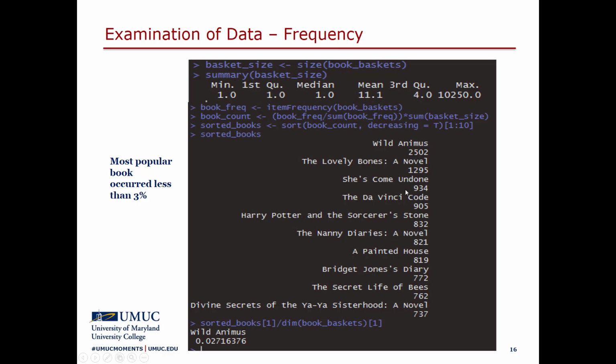And as you can see, the most frequent item is this book right here. It is called Wild Animus, and it happened 2,502 times. Okay, so in the previous slide, we have seen that there is a total of more than 90,000 transactions. And here, even the most frequent item is only 2,500, which is, if you just normalize it by the number of transactions, less than 3%.